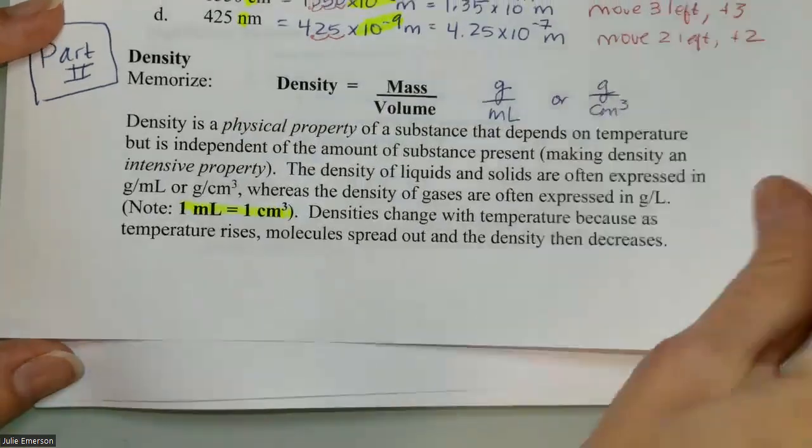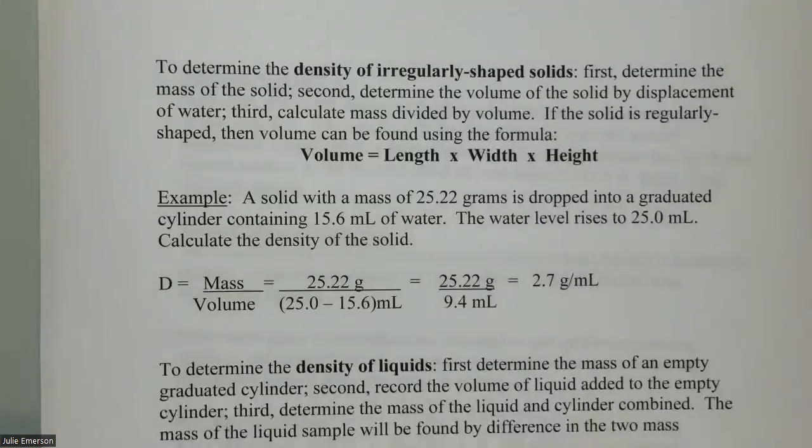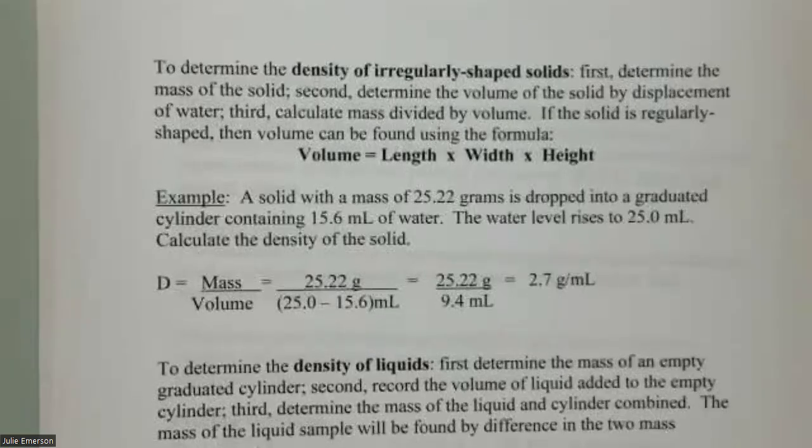So density. We are going to, in lab, not the first lab, which will be chemical and physical properties, but the second lab, be looking at density. And we are going to determine the density of solids. We've got an aluminum bar and a glass sphere. And then we're also going to look at the density of a liquid.